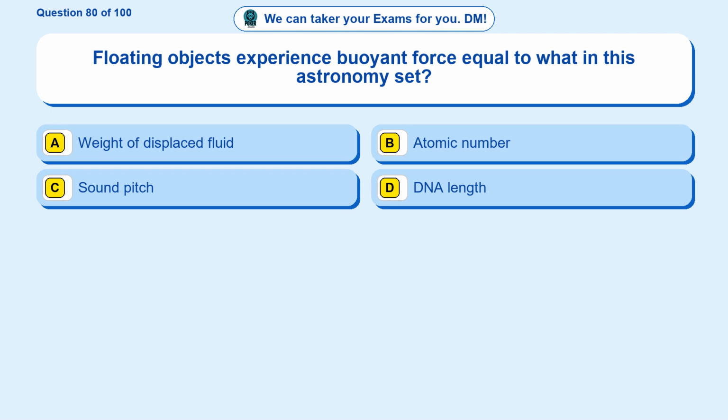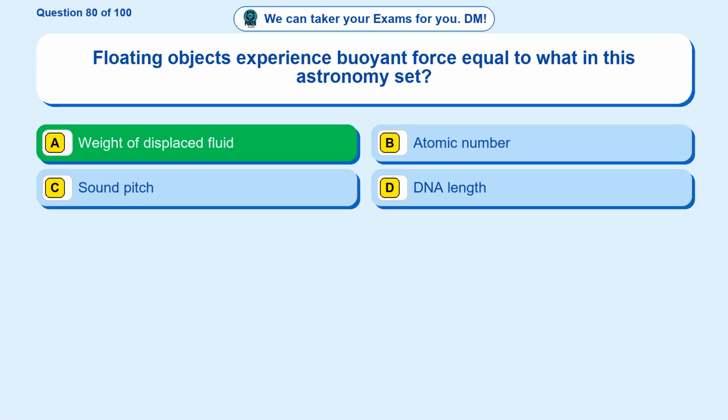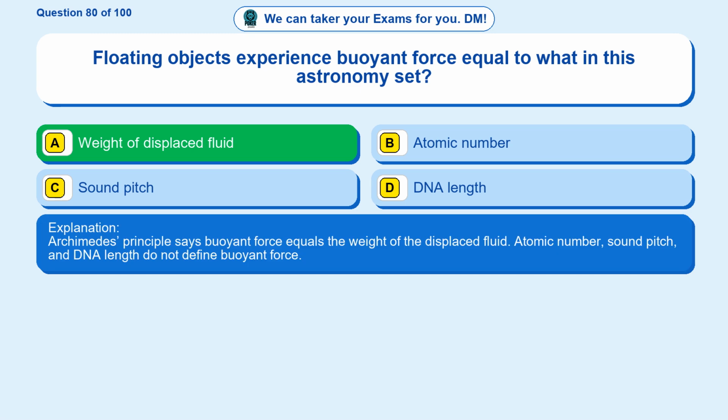Question 80. Floating objects experience buoyant force equal to what in this astronomy set? Option A, weight of displaced fluid. Option B, atomic number. Option C, sound pitch. Option D, DNA length. The correct answer is option A, weight of displaced fluid. Archimedes' principle says buoyant force equals the weight of the displaced fluid. Atomic number, sound pitch, and DNA length do not define buoyant force.